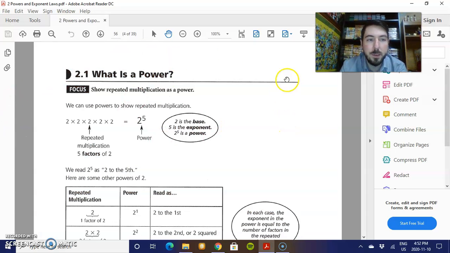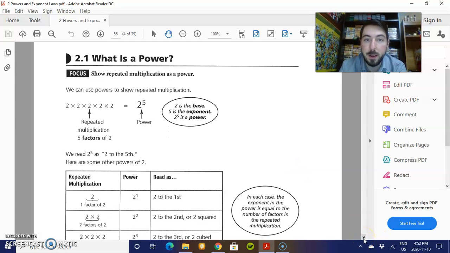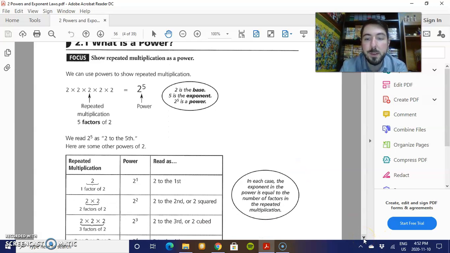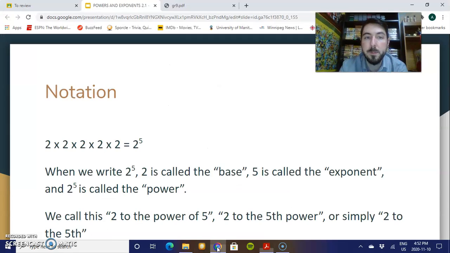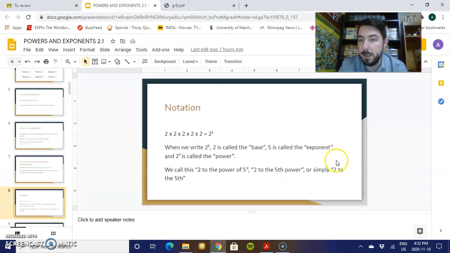There we go. So page 54 is where we are going to be starting our notes. Everything that I'm going to do from this point is going to be following the notes on page 54. So I'm just going to go back to the slideshow here.